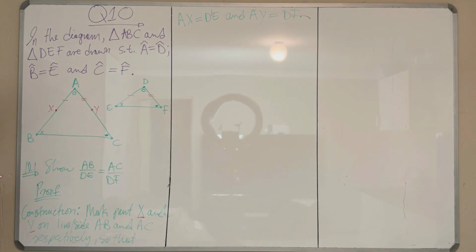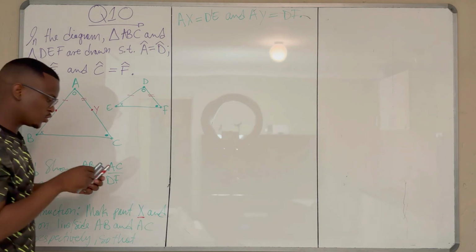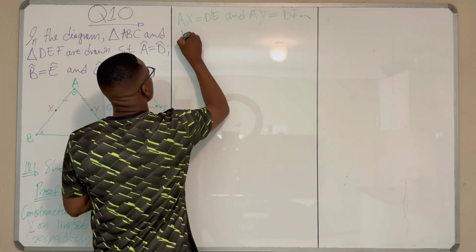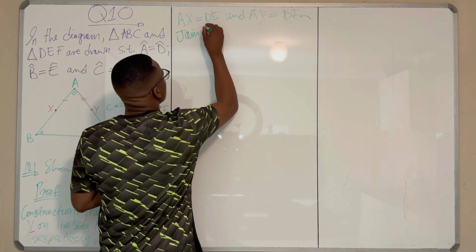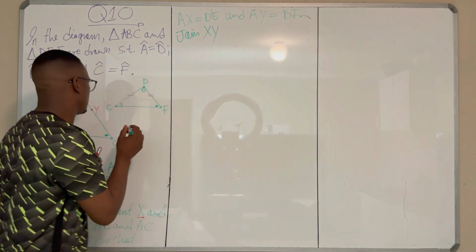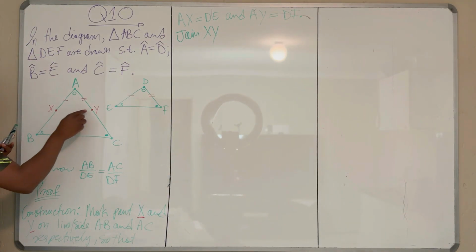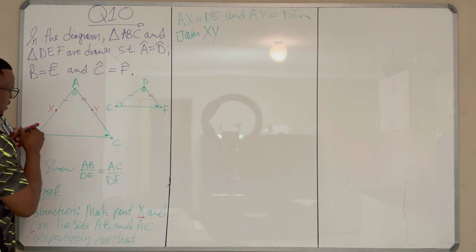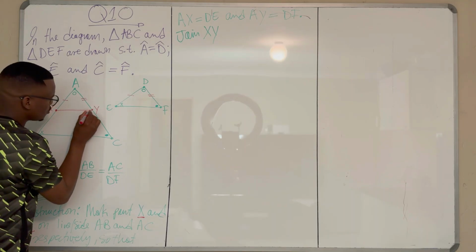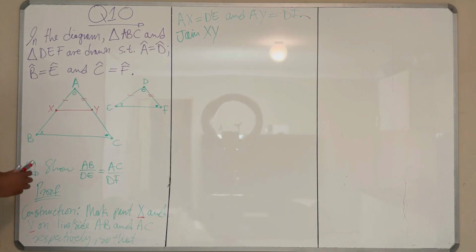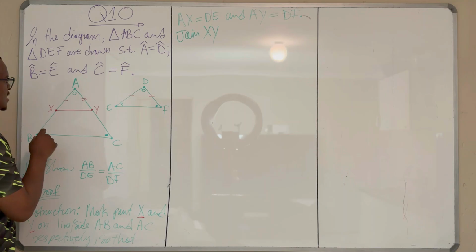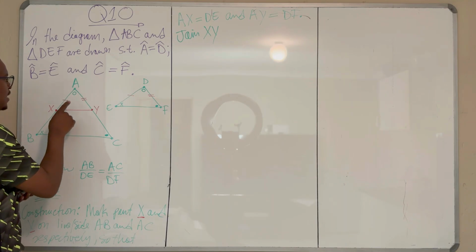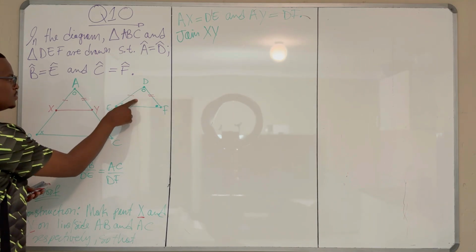The next thing that I'm going to do is join XY. So the next thing in my construction, I'm going to join XY, which is these two points over here. I'm going to join these two points, XY. So what I have is a triangle that looks like this one, right?